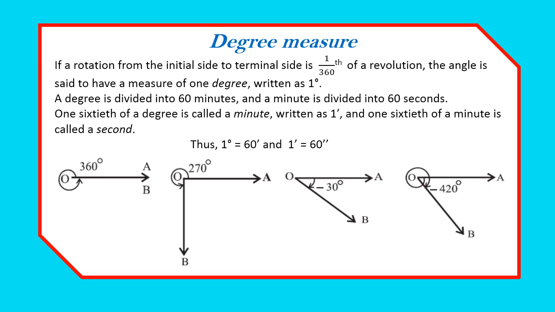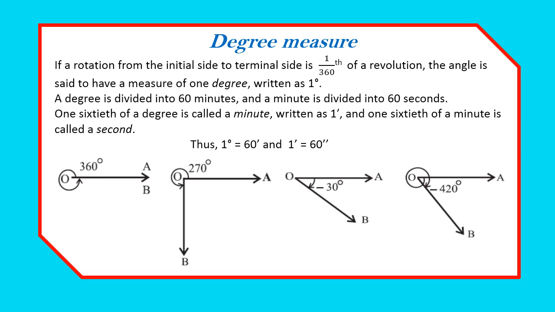Now 1 degree is further divided into 60 minutes. 1 degree is equal to 60 minutes, and that minute is again divided into 60 seconds. So 1 minute is equal to 60 seconds. 1/60th of a degree is called a minute, written as 1 minute, and 1/60th of a minute is called 1 second. So you can see I have written 1 degree equals 60 minutes and 1 minute equals 60 seconds. A single dash is minute and a double dash is second.